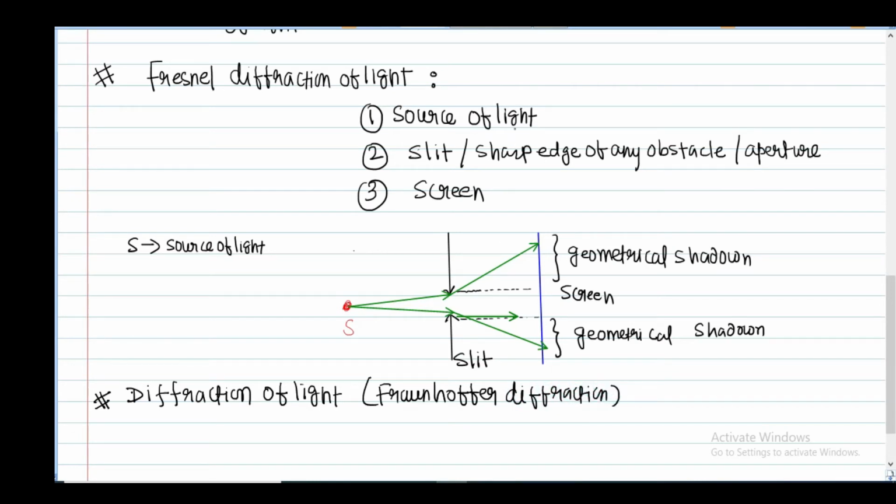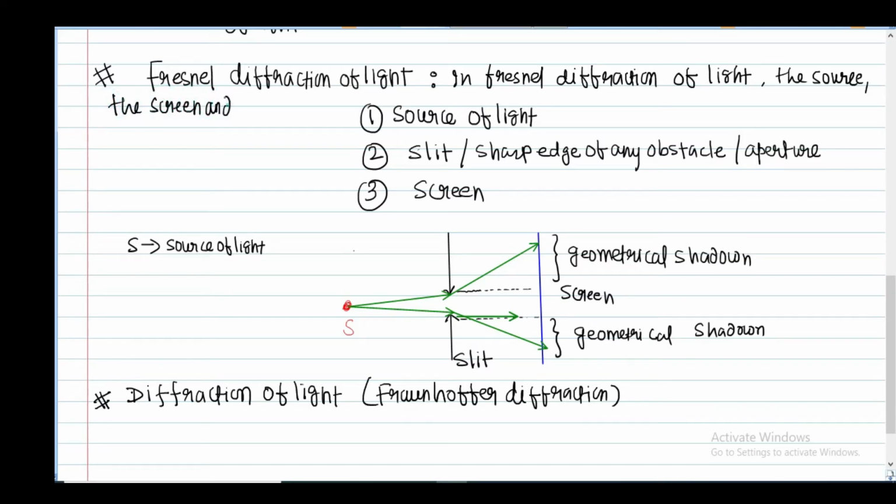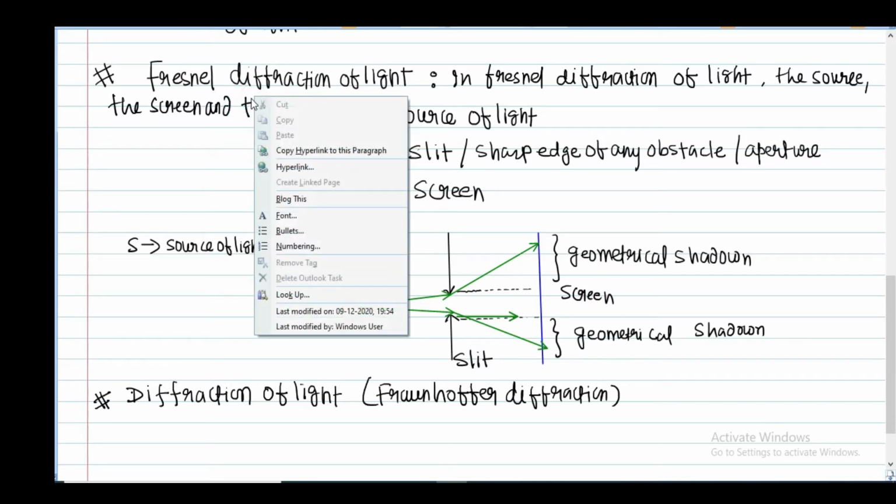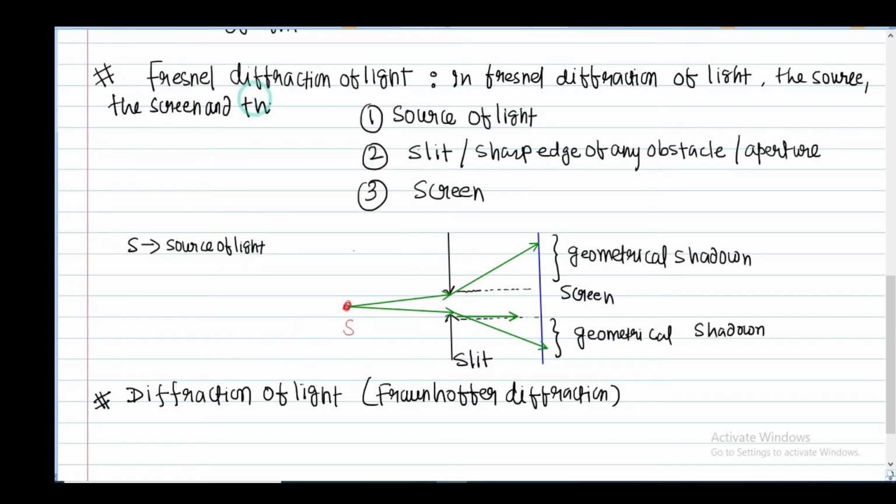So basically here we can give the definition of Fresnel diffraction of light. Here you can write down: in Fresnel diffraction of light, the source, the screen and the obstacle, or you can say slit, are kept at a finite distance. At a finite distance means they are placed near to each other, at a finite distance with respect to each other.